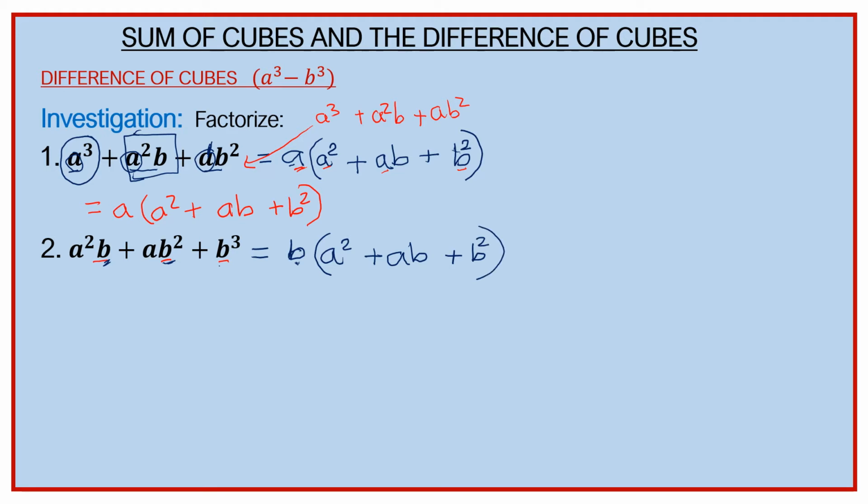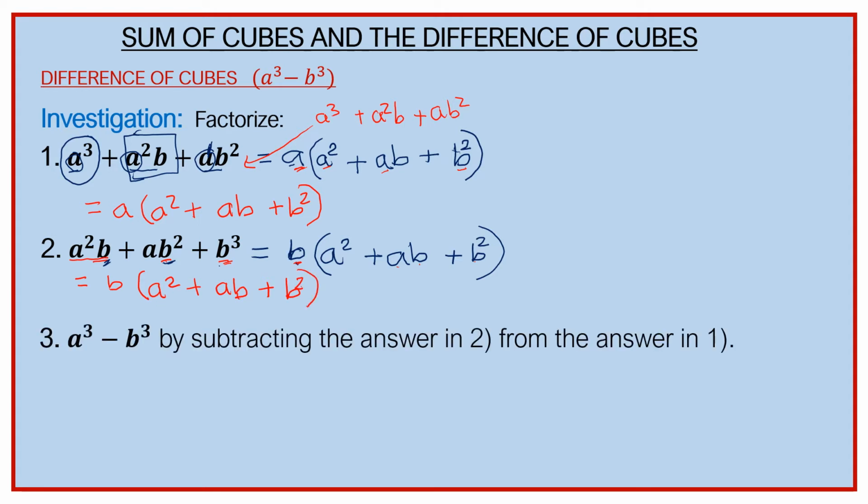So you see that b times a² gives a²b, b times ab gives ab², and b times b² gives b³. So here we have b(a² + ab + b²).